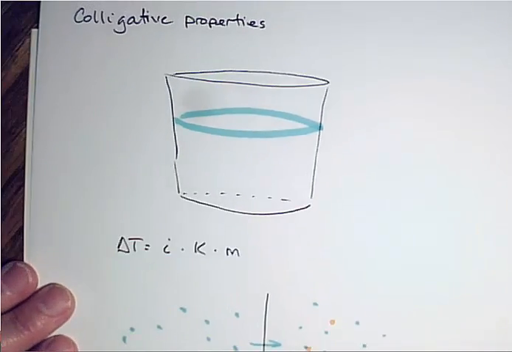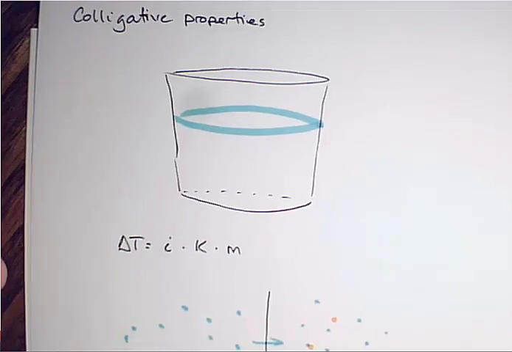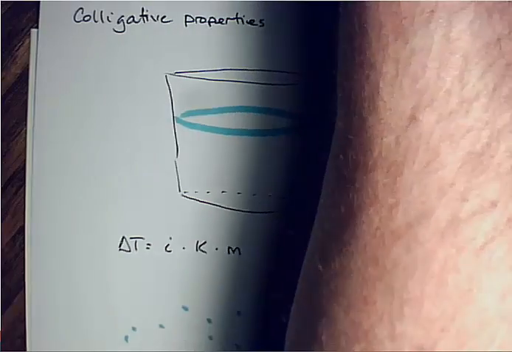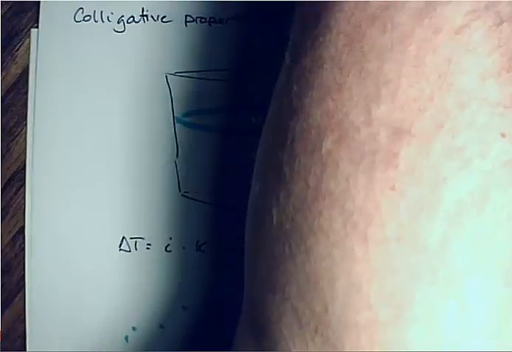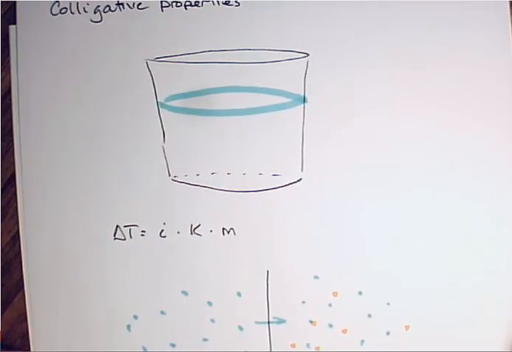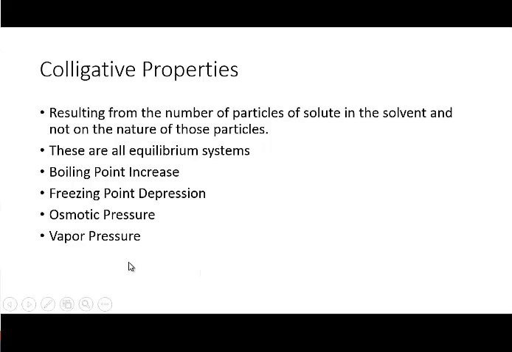All right. Now, let's go back to this illustration a minute, because the next kind of colligative property I want to talk about is called vapor pressure. Okay, vapor pressure.